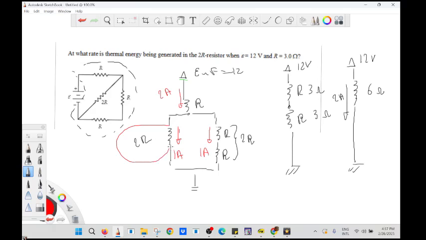So if I want to find the power consumed, P equals R, which is 2R, I squared. So that's going to be 6 times 1 squared. That will be in watts.